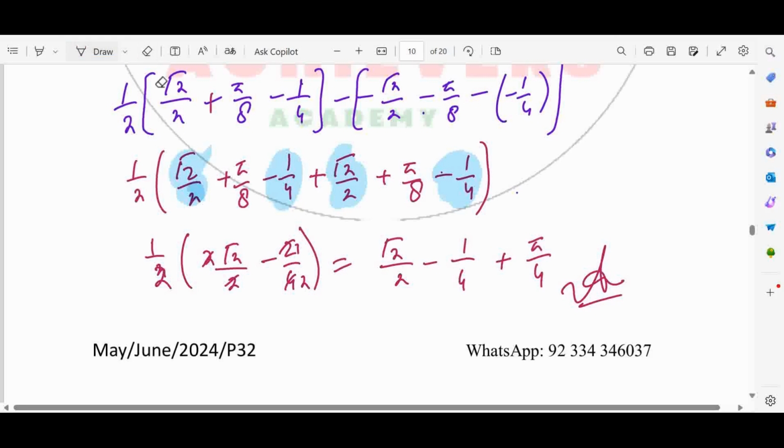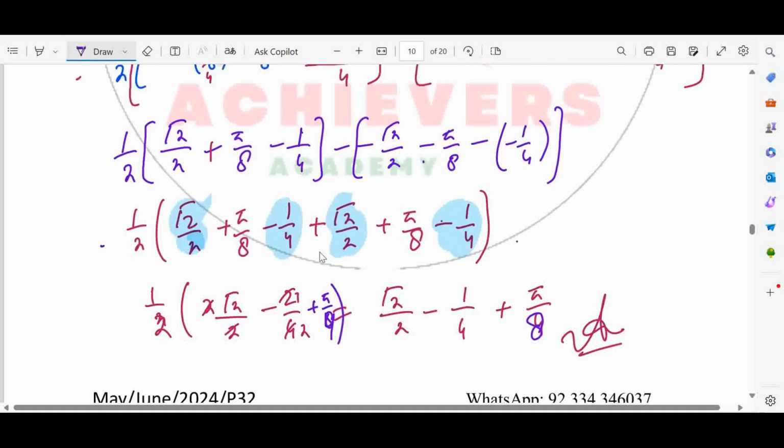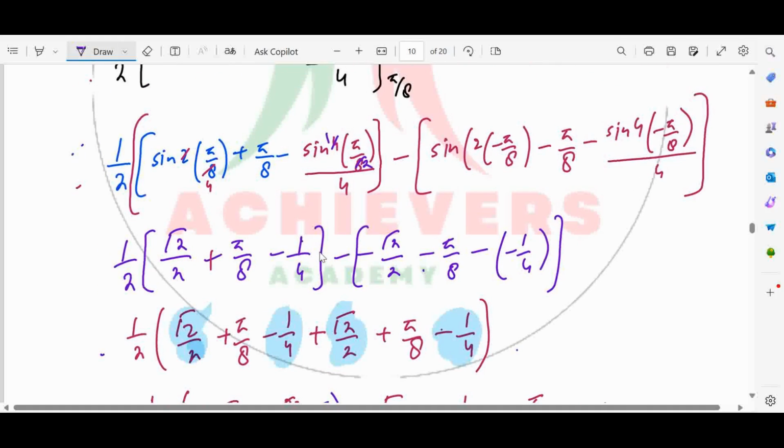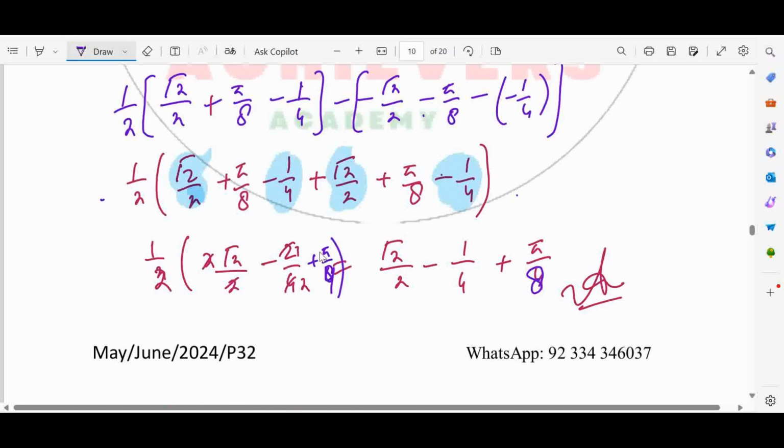And if we multiply it with the outside 2, this will be pi by 8. This will be the final answer, because at this point we have plus pi by 4 over here. So if we simplify it further, okay, let me check this thing. Yes, if we simplify it further, this will be now pi by 8. Yes, this will be the final answer.